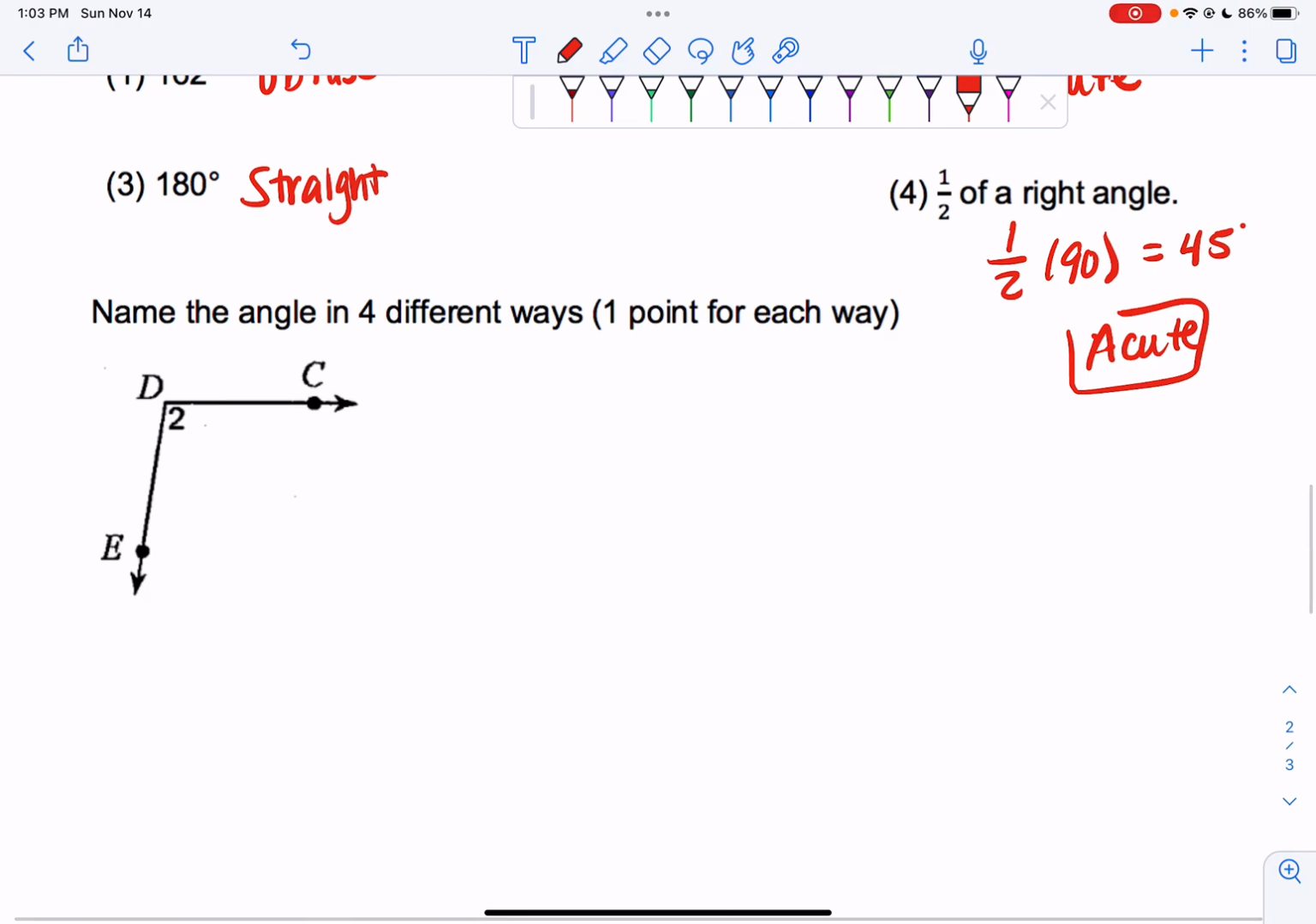And then we're going to name this angle in 4 different ways, 1 point for each way. I start at E, go to D, end at C, so I can say angle EDC. I can also say angle CDE. I can also just say angle D, or I can say angle 2.